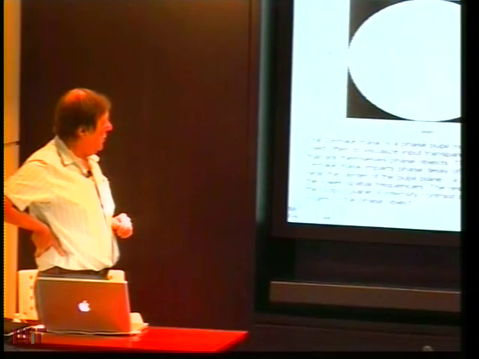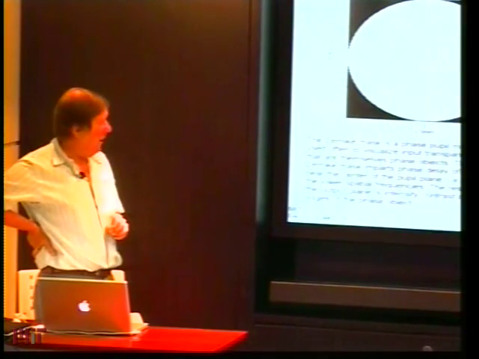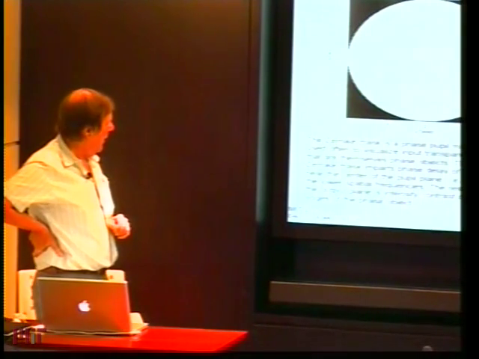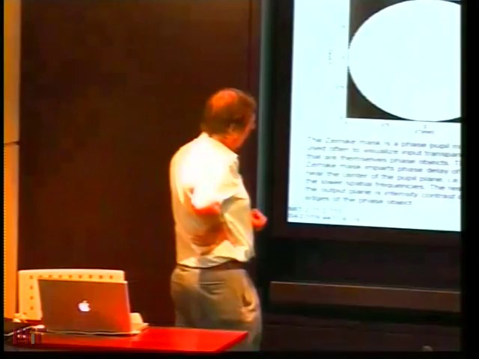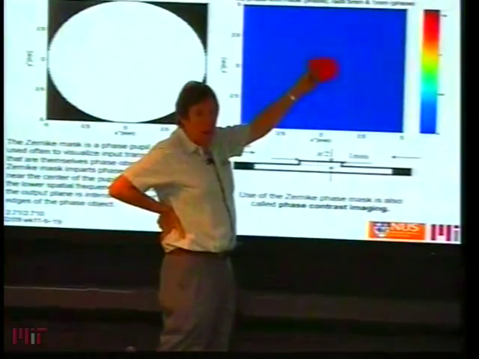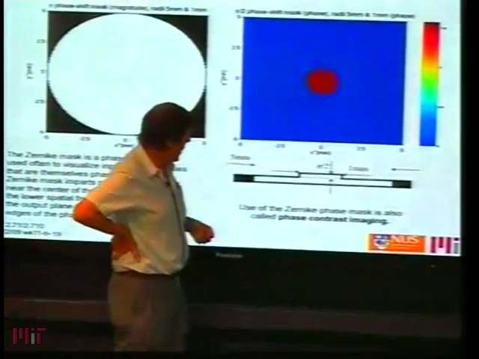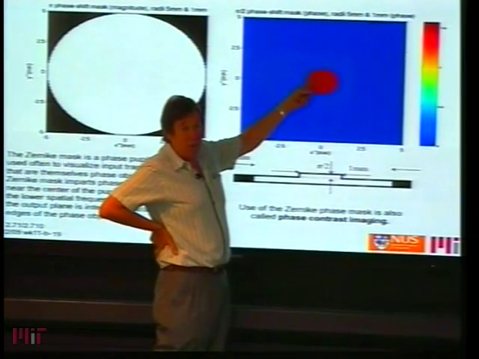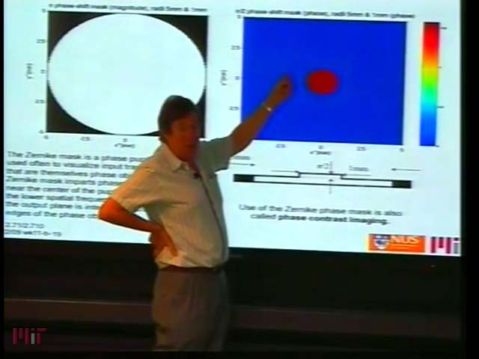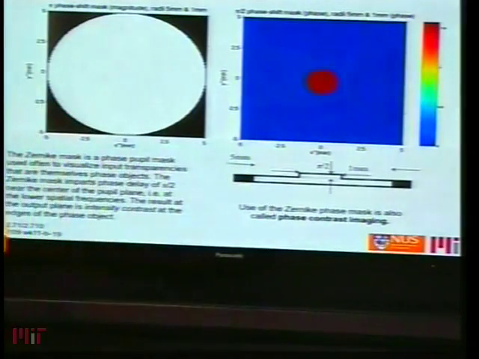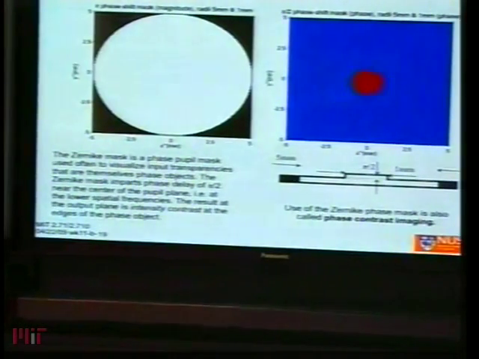What you do is you introduce a pupil mask, which has also got a phase object in it. It's got basically a small region at the center, i.e. where the low spatial frequencies are, which we change the relative phase of those spectral components relative to the other spatial frequencies by pi over 2. So we put that in our system.